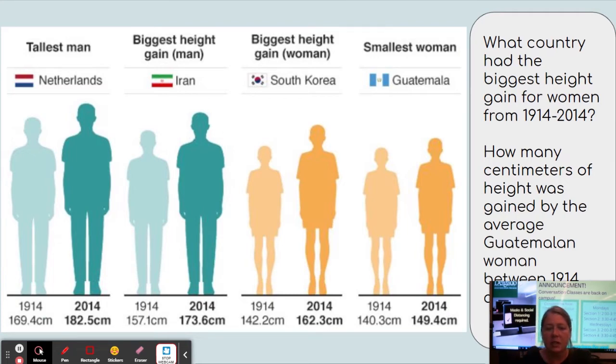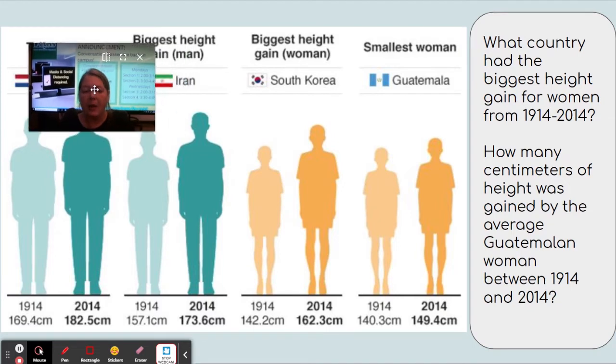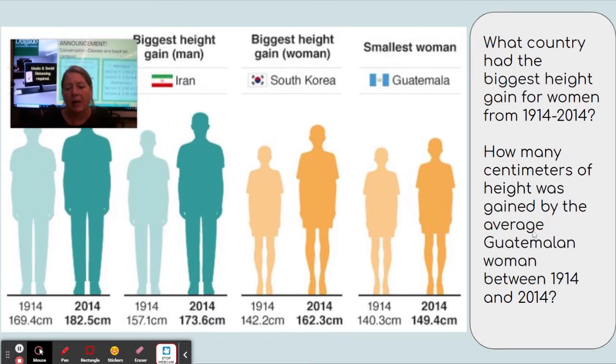There's a couple questions. The first question is, what country had the biggest height gain for women from 1914 to 2014? Well, for women, we have two choices. Is it South Korea or Guatemala? And then there's another question. How many centimeters of height was gained by the average Guatemalan woman between 1914 and 2014? Well, we start at 140 centimeters and we go to 149. So that's 9 centimeters, right? Think of some other questions. Look at the chart and see what you notice about how people seem to be getting bigger.